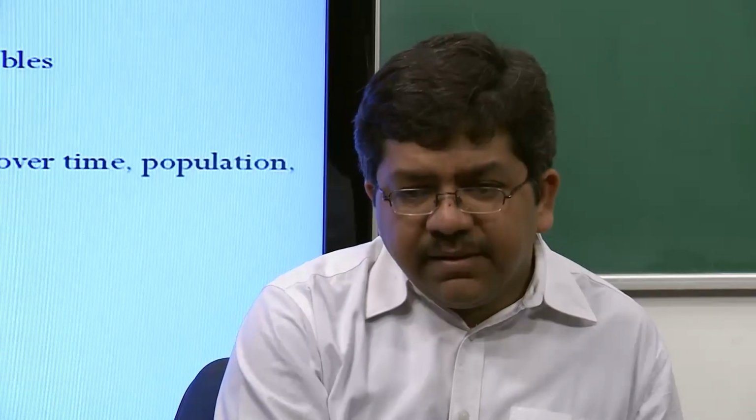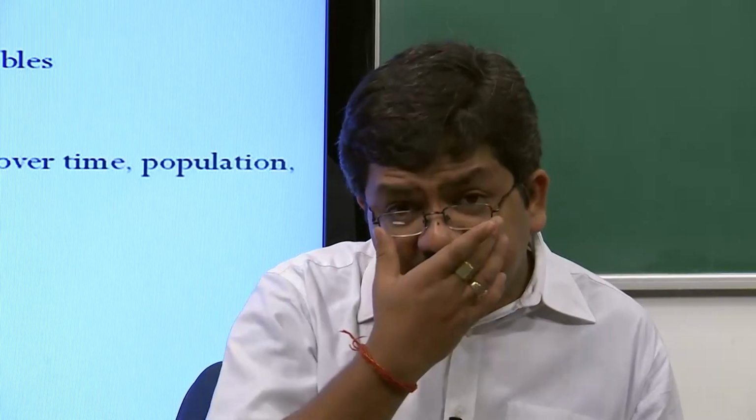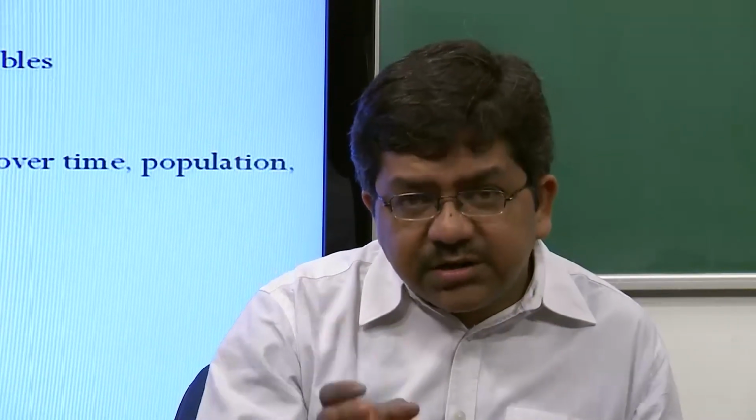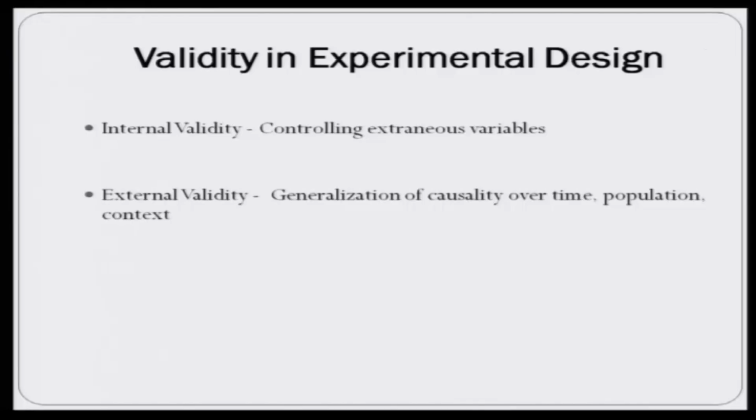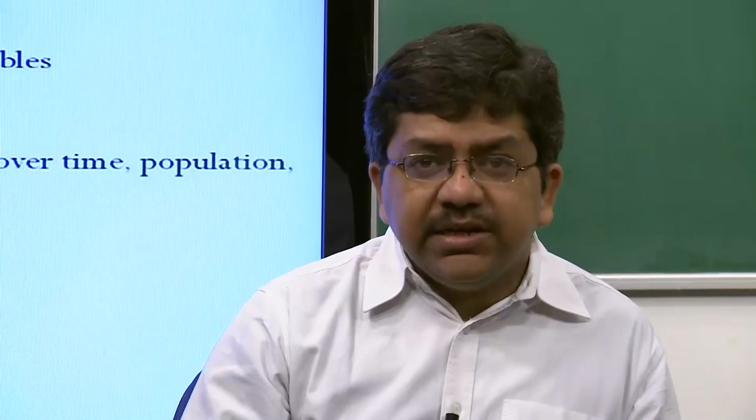Now, when we are talking about experimental design, there are two concerns: internal validity and external validity. Internal validity relates to whether, in an experiment, the effect of all the extraneous variables has been controlled. External validity is the extent to which the result of this experiment can be generalized, that is, to what extent the causality can be generalized over time, population and context.